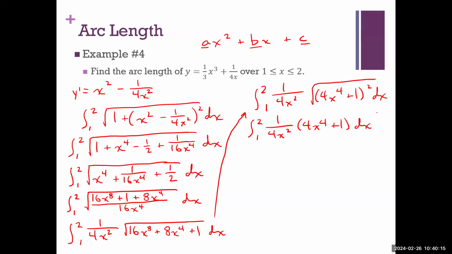Does this help? How? The integral of, so you can put it over 4x squared, and then you can do 4x to the fourth over 4x squared plus 1 over 4x squared. And what is 4x to the fourth over 4x squared? x squared.